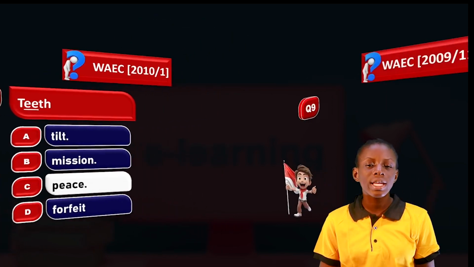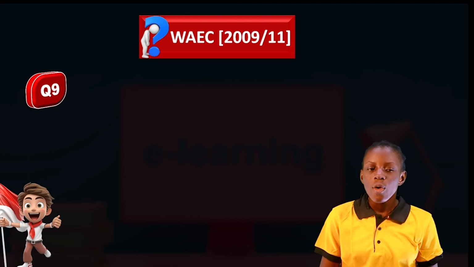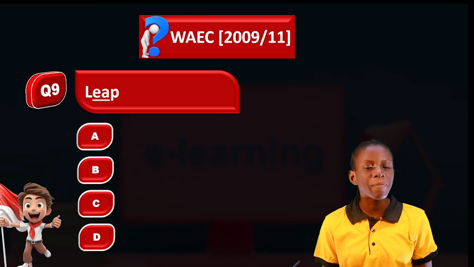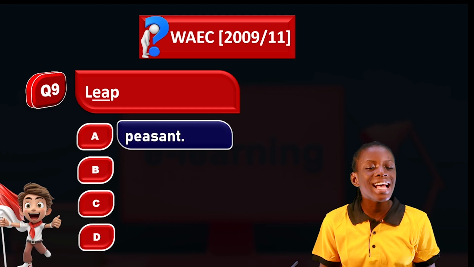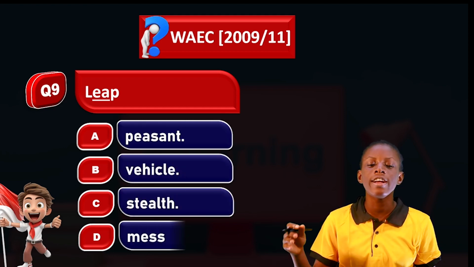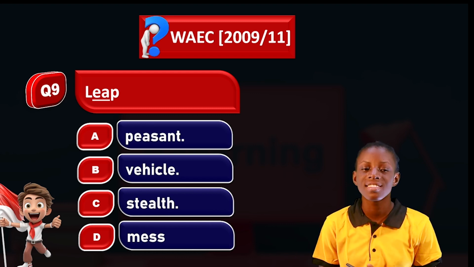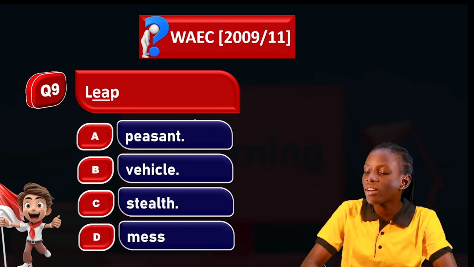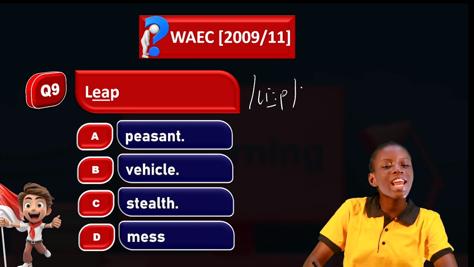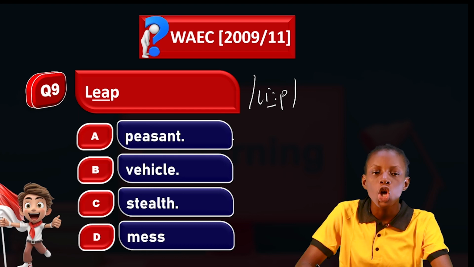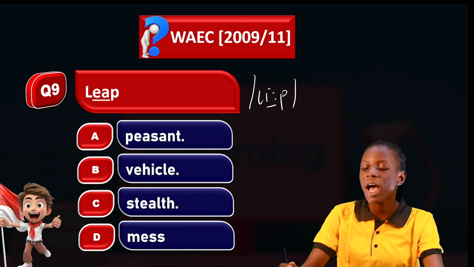Okay, so our next question is in the year 2009, question 11. Well, I can ask this lovely question. Our given word is the word leap. The options are peasant, vehicle, stealth, and mess. So what is the answer? Let's transcribe together. Looking for the E sound in leap, the option A is peasant. We don't say peasants, farmers; we say peasant.